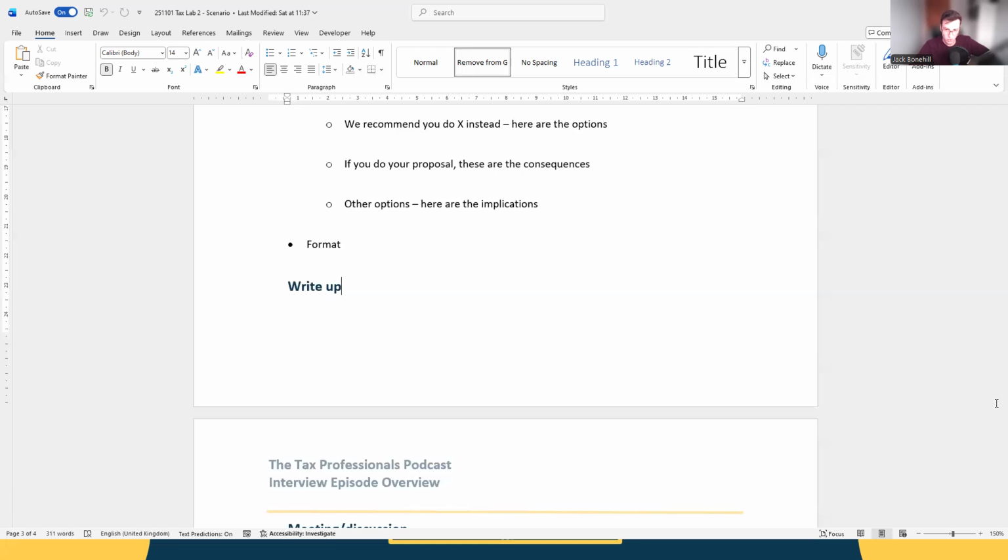if you know essentially what you're going to write before you start writing it, then it's going to improve the structure and the layout of your advice. So it's going to be easier to comprehend by the client. And also it's going to help you to write the advice more quickly.